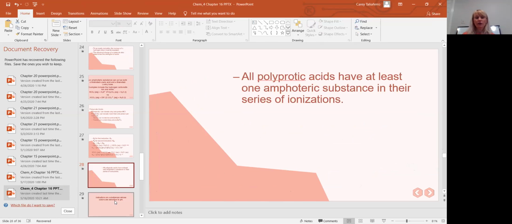So one other note before I close out this particular session on our discussion of polyprotic acids is that all polyprotic acids have at least one amphoteric substance in their series of ionizations. So there's going to be one substance as you look at these polyprotic acids that can act as either an acid or a base.